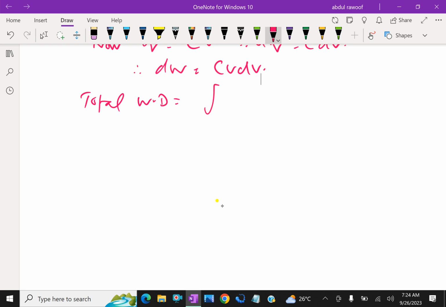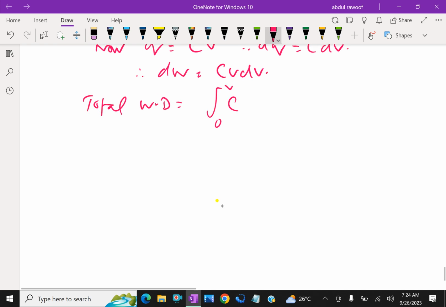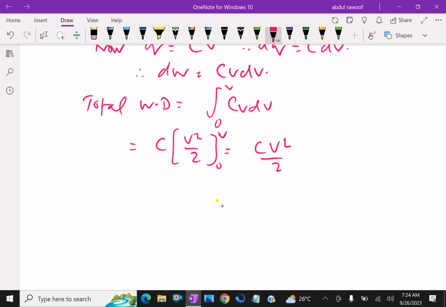Total work done is the integral from 0 to V of dW, that is, dW is CV dV. Take out the constant C, and integrating V dV gives V squared by 2. By giving the limits 0 to V, we have CV squared by 2. Therefore work done is half CV squared.